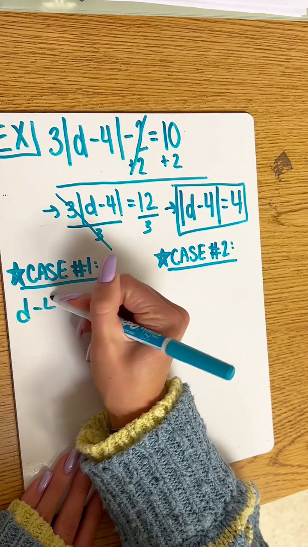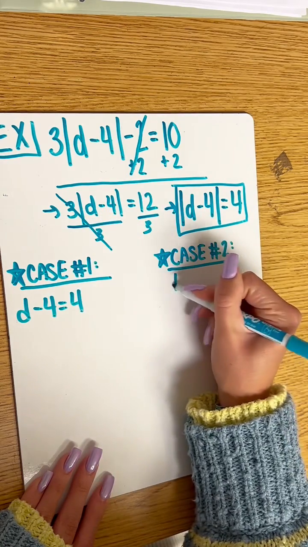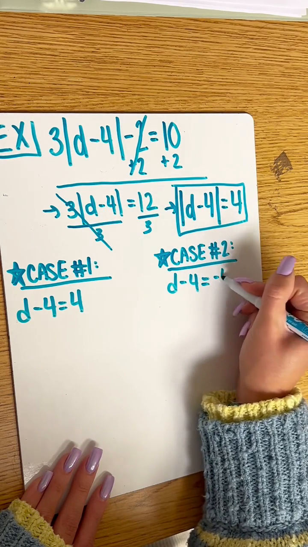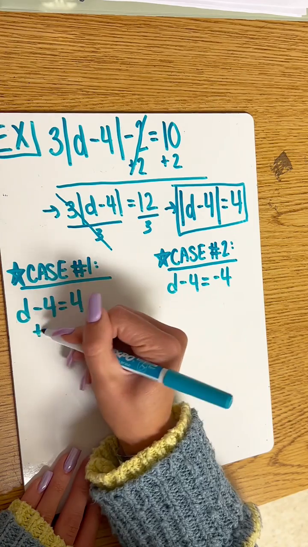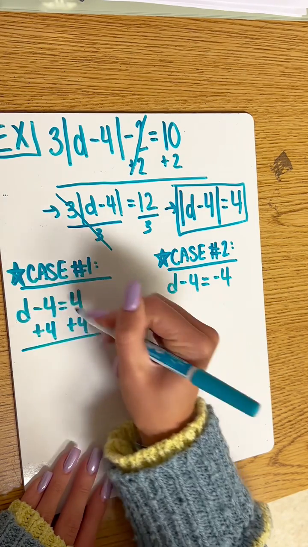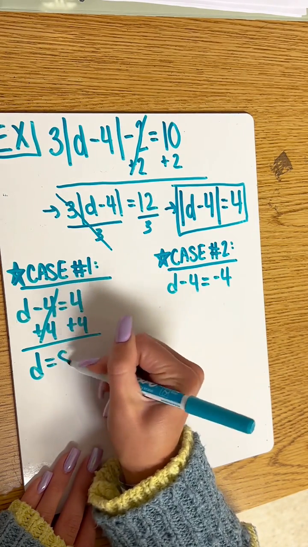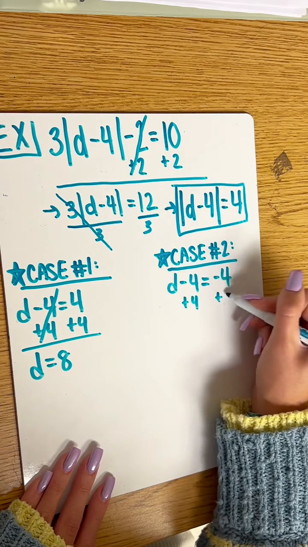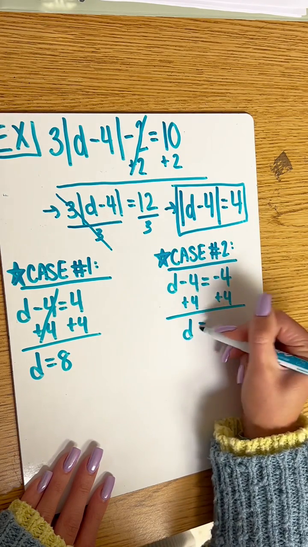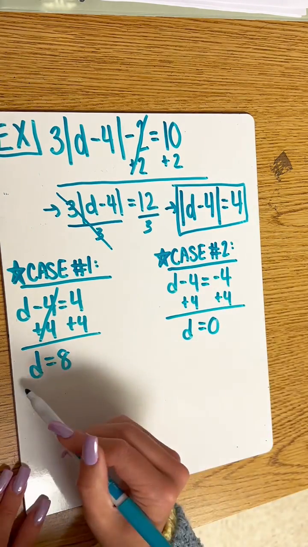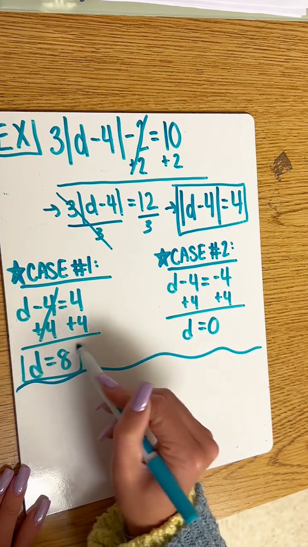Now that my absolute value expression is alone on one side, I'm going to go ahead and set up my 2 cases, one set equal to the positive solution, one set equal to the negative. And the steps for solving both of these are the same. I just need to get rid of the -4. So I'll do that by adding 4 to both sides. And that's going to give me solutions of 8 and 0.